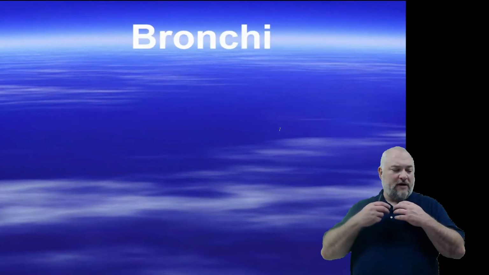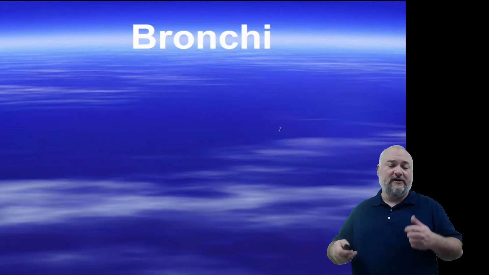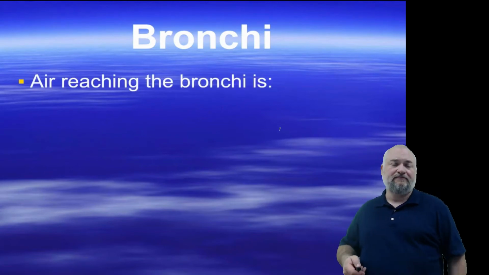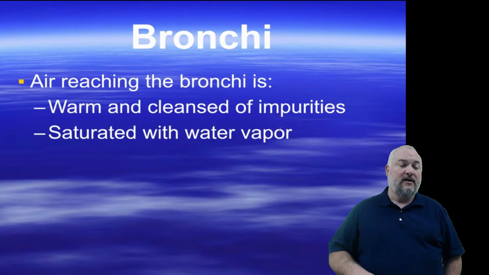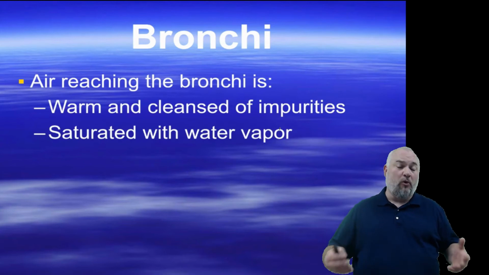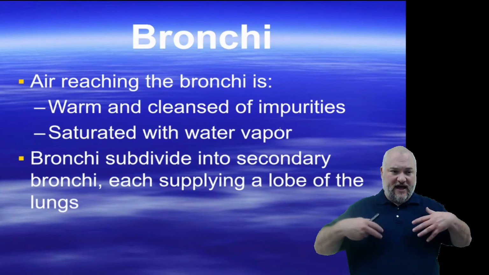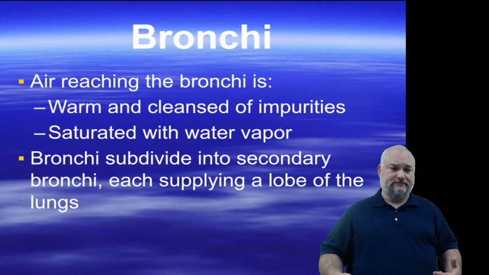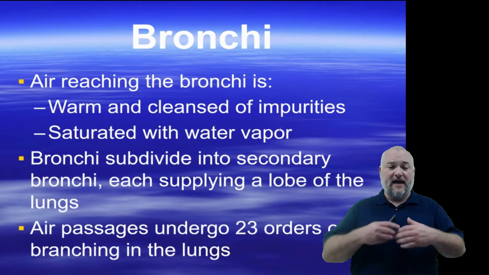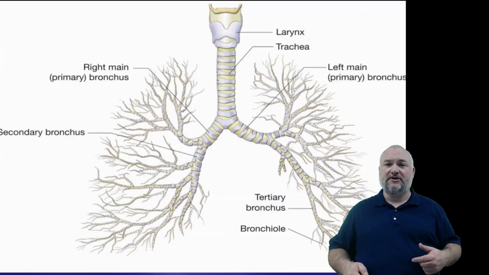All right, so now we move from the trachea down into the bronchi themselves, where it splits to go into each lung and the different lobes of those lungs. By the time the air reaches the bronchus, it should be warm and cleansed of impurities as much as we can. It should be saturated with water vapor, so very moist. And then those bronchi are going to divide and divide and divide, each supplying a different lobe of the lungs. And those air passages will undergo 23 orders of branching as they get to the lungs, which we'll see in this picture here.